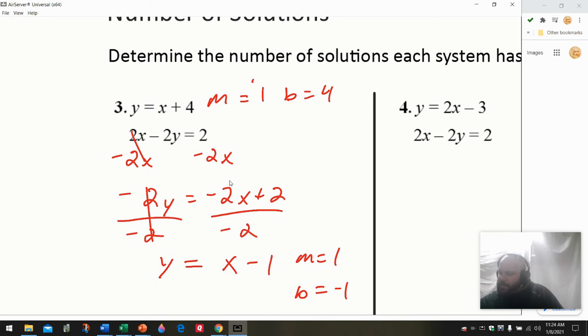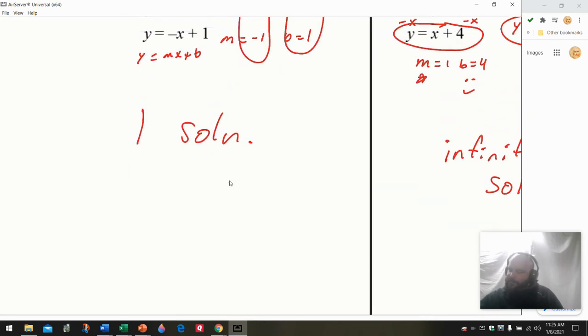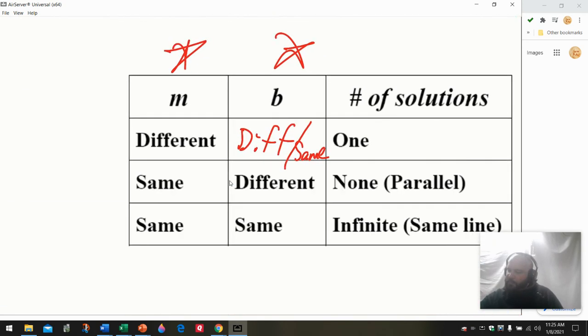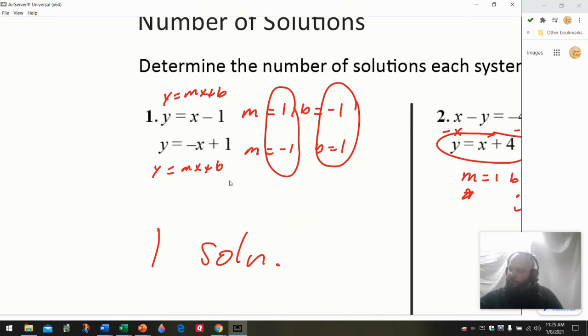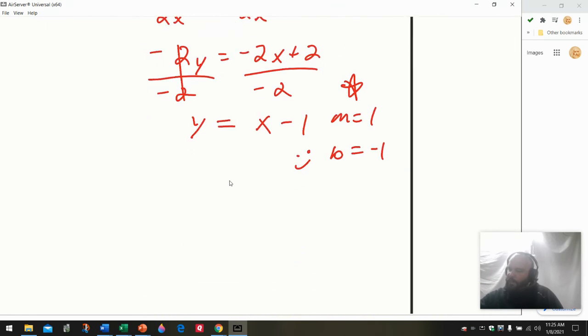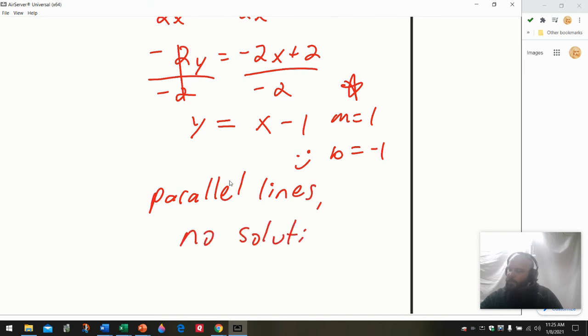So looking at my m's, the m's are the same, but the b's are different. So going up to my table, if the slopes are the same but the b's are different, those lines are going to be parallel, and there will be no solutions. So we will say parallel lines. No solution.